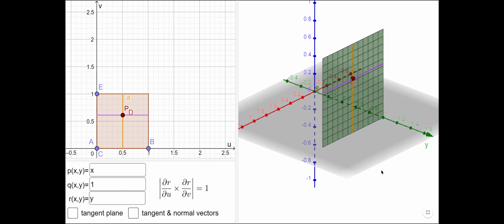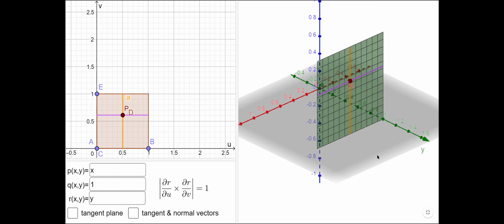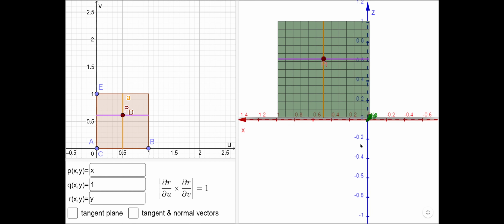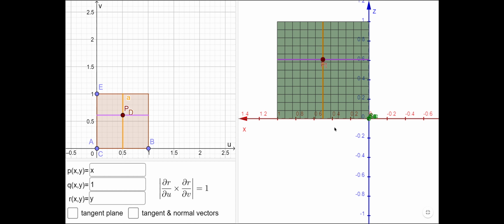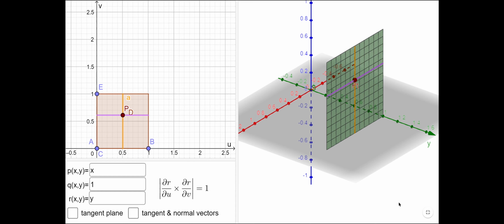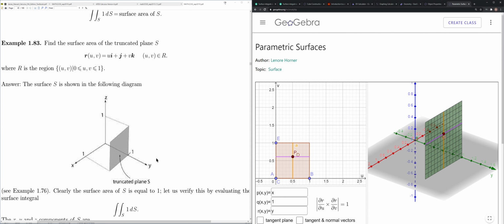Okay, so I have this truncated plane, and what I want to do is find the surface area of it, right? Now this here, I don't need a surface integral to do, because this is just a square. Each side is of length 1, so the surface area would just be the area of the square, which is 1 times 1, which is 1, right? But let's go through the surface area calculation and see that we get the same answer.